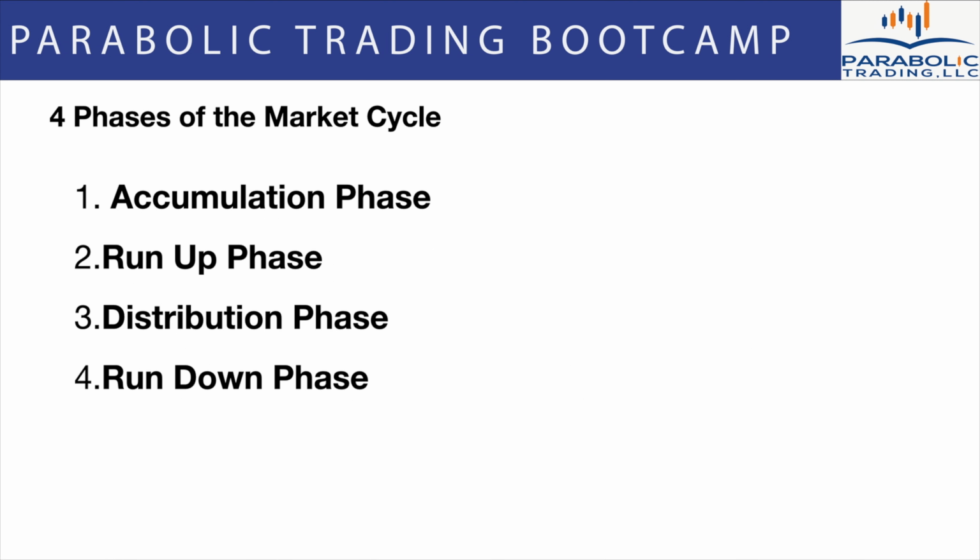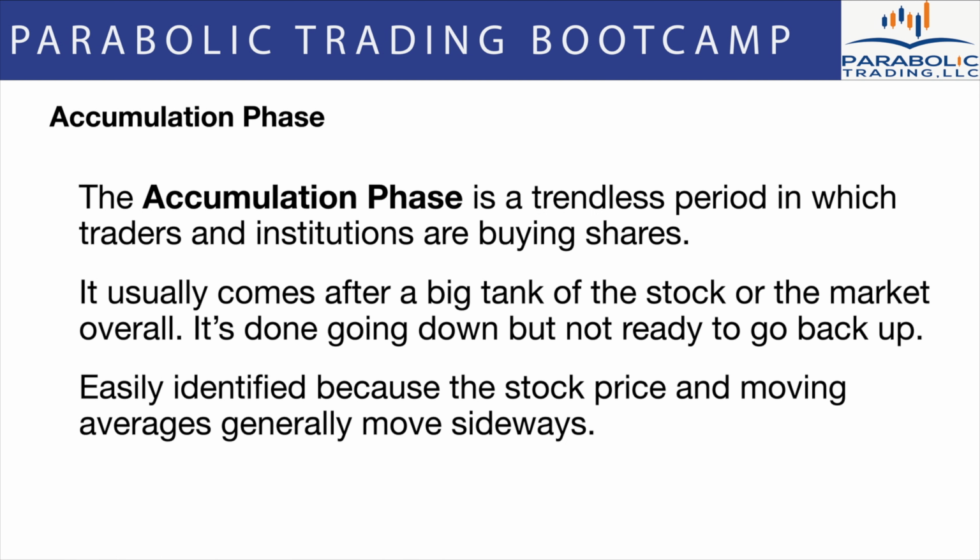So when we talk about the four phases of the market cycle, we have the first one, which is the accumulation phase. Second, we have the run-up phase. Third, we have the distribution phase. And fourth, we have the rundown phase. In the accumulation phase, it's a trendless period in which traders and institutions are buying shares, right?